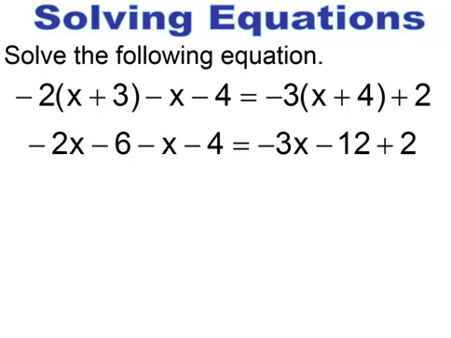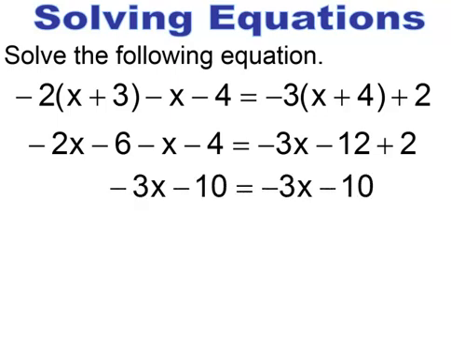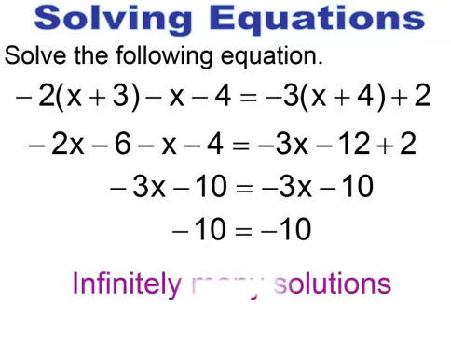We're going to do the distributive property. Always double check your arithmetic. Negative 2 times x, negative 2 times 3, negative 6, negative 3 times x, negative 3 times 4 is a negative 12. Combine like terms here. We get a negative 3 minus 10 and a negative 3 minus 10. When I get the variables together, the variables are eliminated, and I'm left with a negative 10 equals a negative 10. This is a true statement. Therefore, I can use any number for x, and this will always work. Therefore, we have infinite solutions.